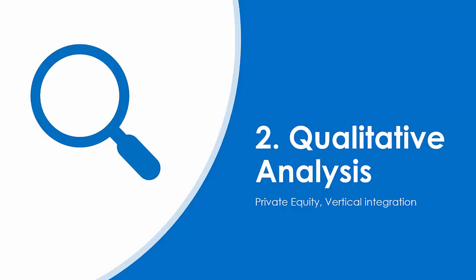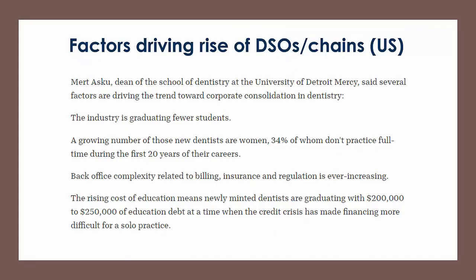So let's shift now to that qualitative analysis that I mentioned at the beginning of the industry analysis. There are several factors driving the rise of DSOs and chains. So we're going to look here at the reasons for the dominance of the dental service organization or chain model in the European context and here in the US context in particular. So you can see here there are a number of factors that are mentioned. The industry is graduating fewer students. A growing number of those new dentists are women, at 34%, of whom don't practice full-time during the first 20 years of their careers. So for whatever reason, women, it seems, are less inclined towards full-time employment.